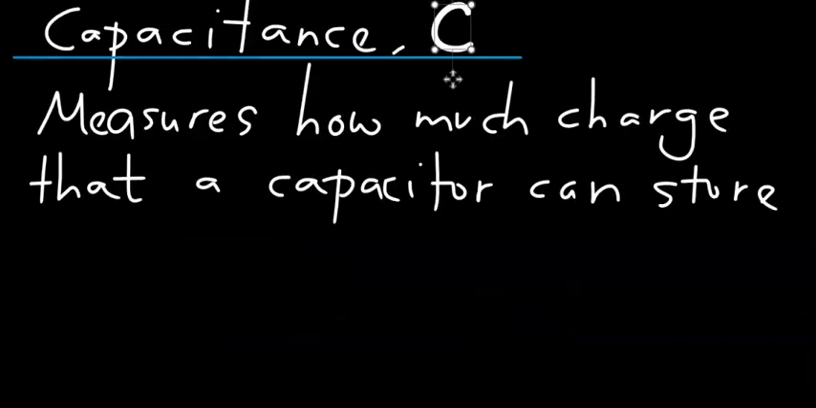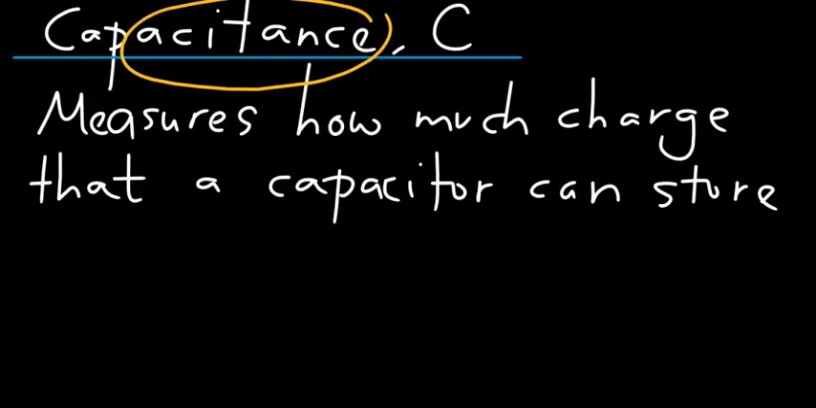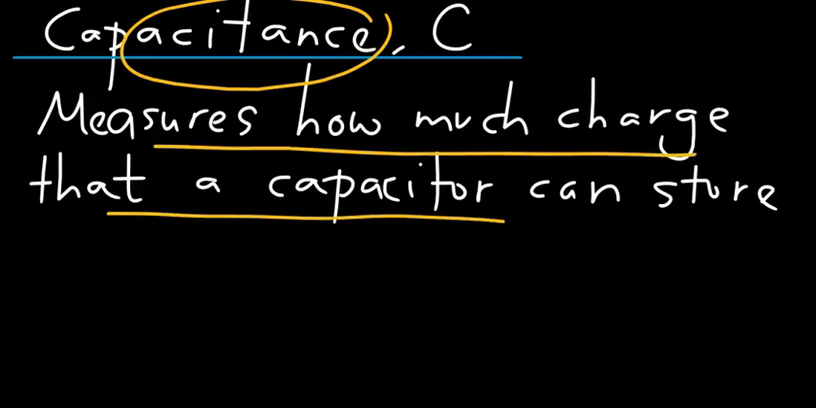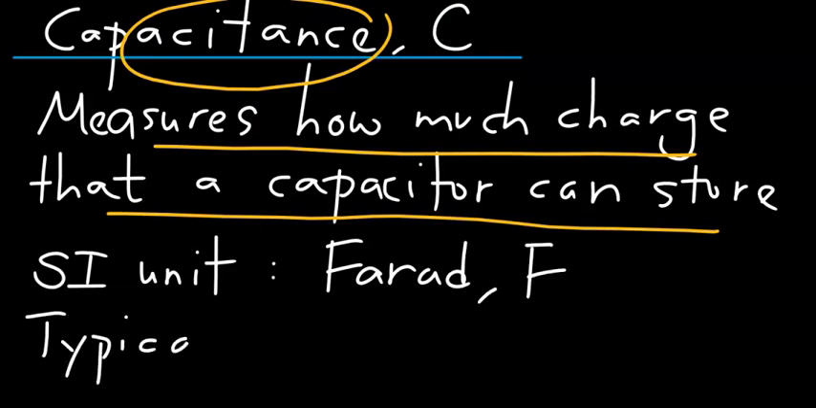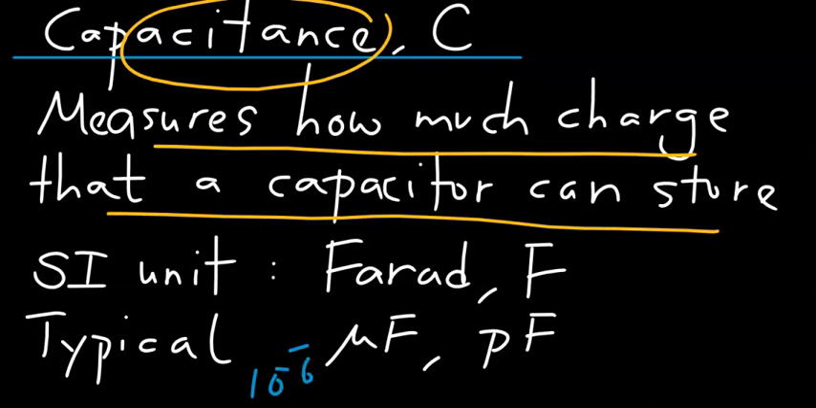Now let's look at the concept of capacitance. Capacitance is a property of a capacitor. It measures how much charge can be stored in a capacitor. SI unit for capacitance is farad, or capital F. Now, typical values for capacitance of a capacitor will be in the range of microfarad or picofarad. So 1 microfarad is 10 to the power minus 6 farad, and 1 picofarad is 10 to the power minus 12 farad.